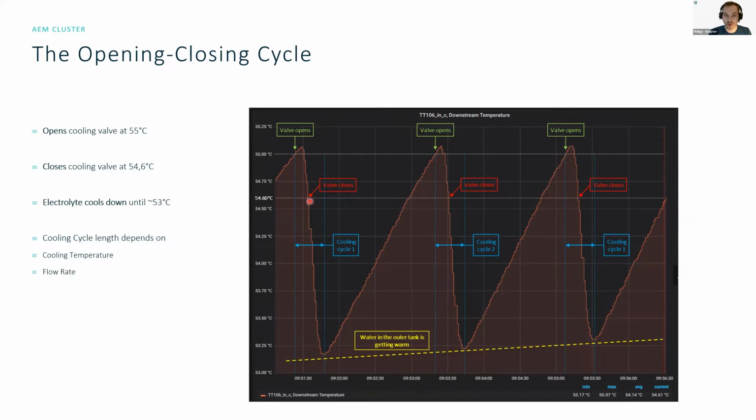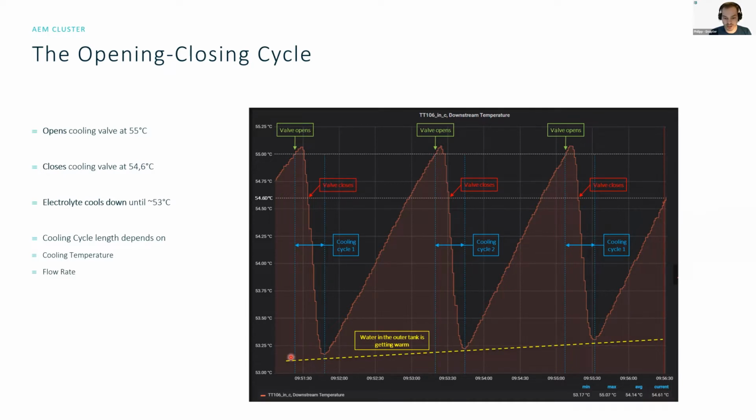Once it reaches 54.6 degrees, the valve closes. But because of hysteresis, and because this sensor, which is measuring the temperature, is put downstream of the stack, so after the electrolyte is heated, we have a longer cooling down phase. And what we want to make sure is that the electrolyte is always between 53 and 55 degrees. So that's basically visible here.